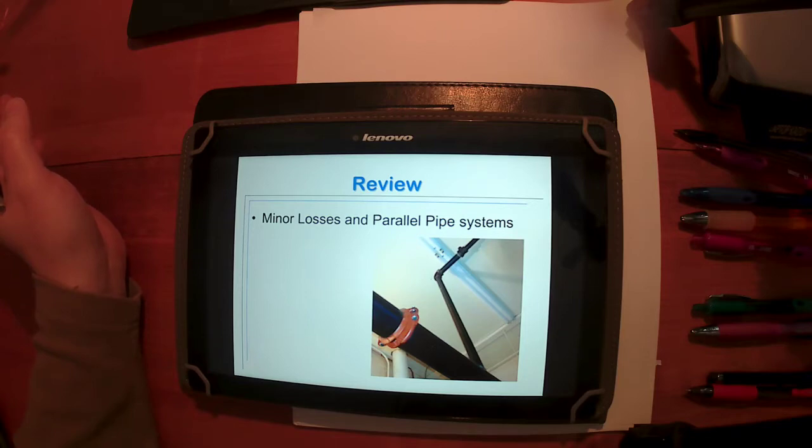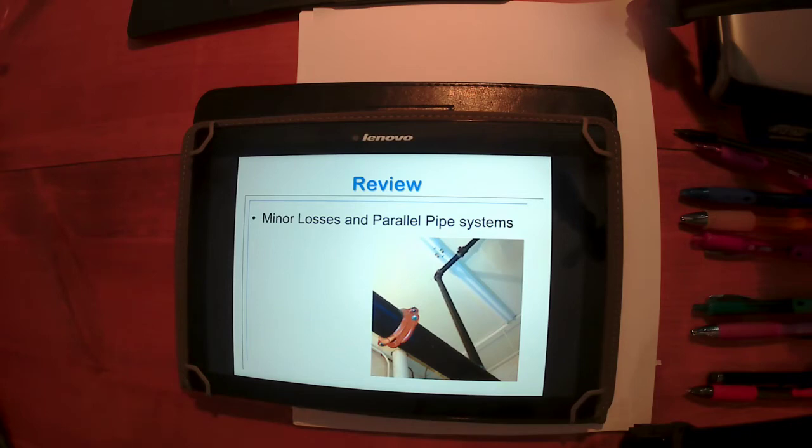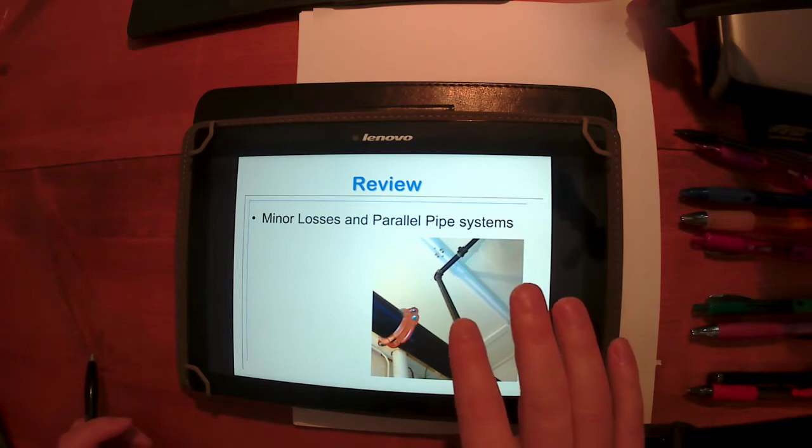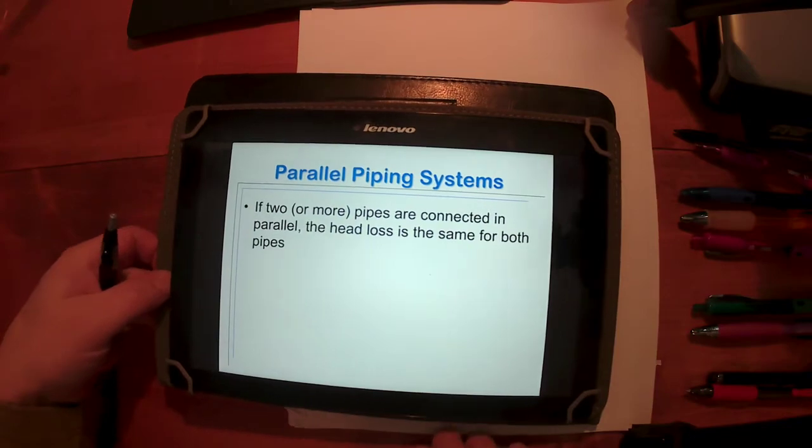Now, we talked about finding the major loss. That's the loss associated with the straight flow of the pipe, using the Darcy friction factor, a function of the Reynolds number and the roughness of the pipe. And then we talked about finding those minor losses using some kind of minor loss coefficient, which we would normally find in a textbook, or we would measure, or in a realistic scenario, we'd find a trusted source and try to find an approximation for it. Now, we didn't get to parallel piping systems yet. So let's talk about parallel piping systems.